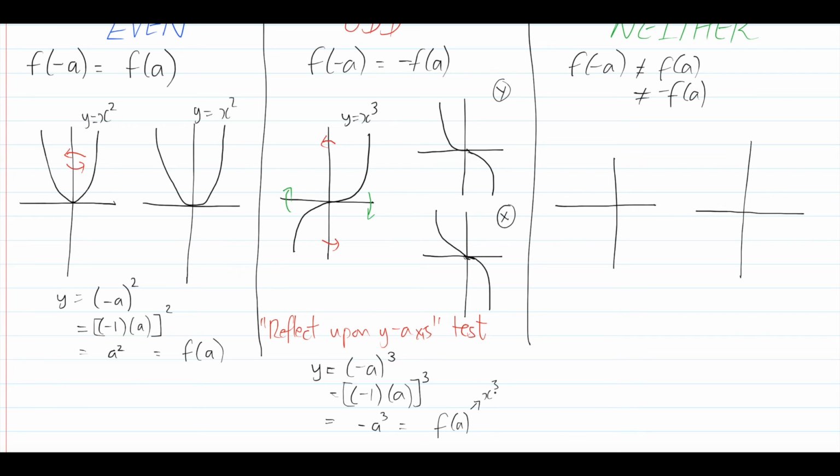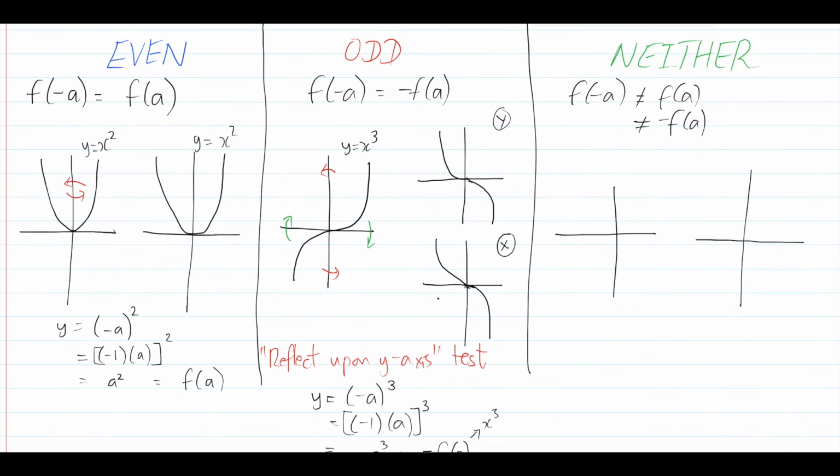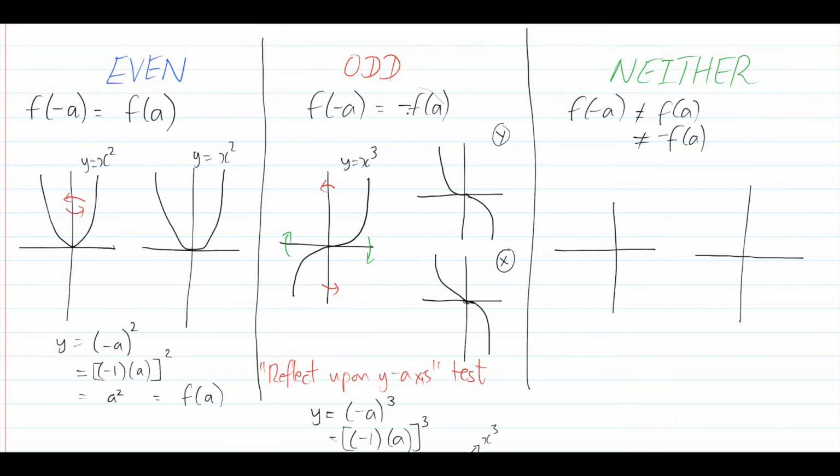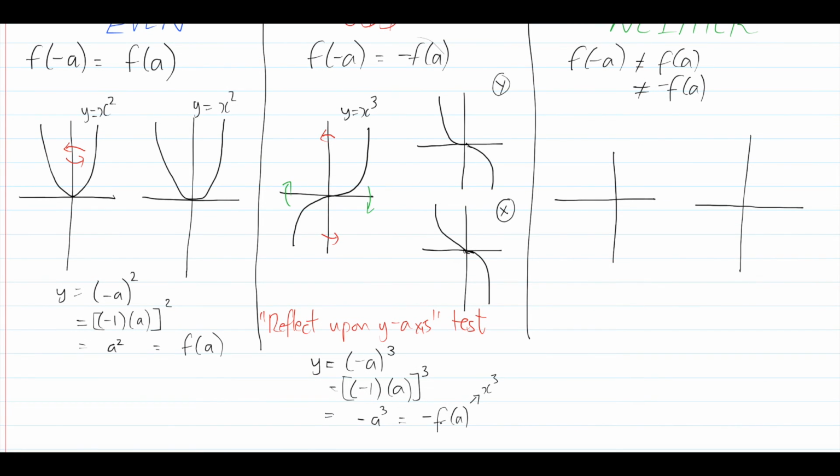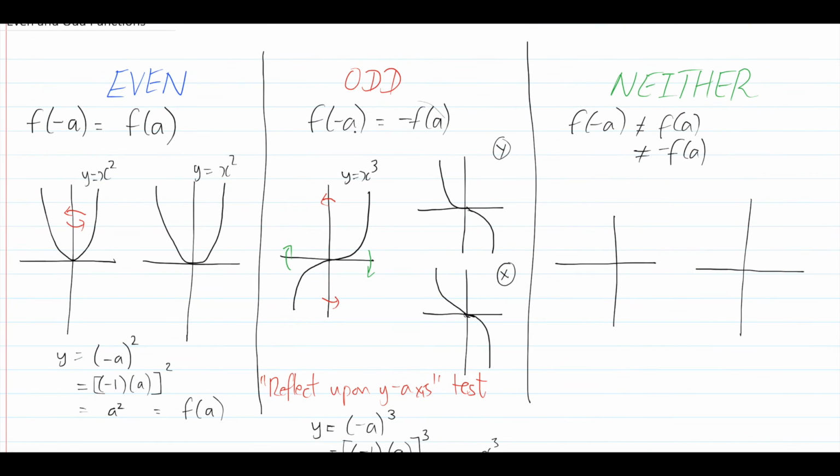So f of a is x cubed, but I put a negative in front of it, so that becomes negative x cubed, which meets this definition right here, because that is negative f of a, okay? So if I was to sub in a negative a, and I get a negative f of a, that is an odd function. Right, let's move on to the next type of function.